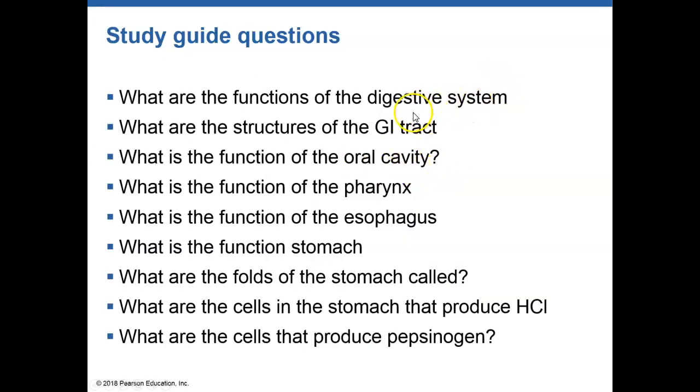And so at this point, we have a lot of questions from the study guide. This has been a long lecture. What are the functions of the digestive system? What are the structures of the GI tract? What are the functions of the oral cavity, the pharynx, the esophagus, and the stomach? What are the folds of the stomach called? What cells produce hydrochloric acid? What cells produce pepsinogen? Something I didn't ask, what is the function of intrinsic factor? Those are all great study guide questions that you should be able to answer.